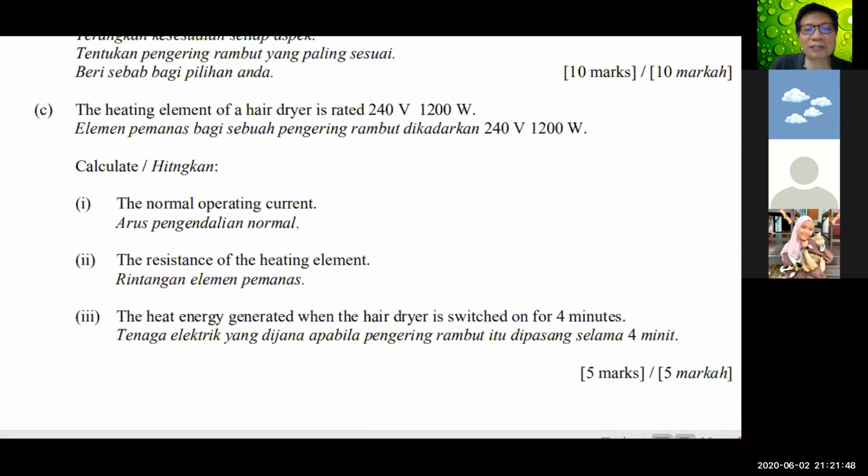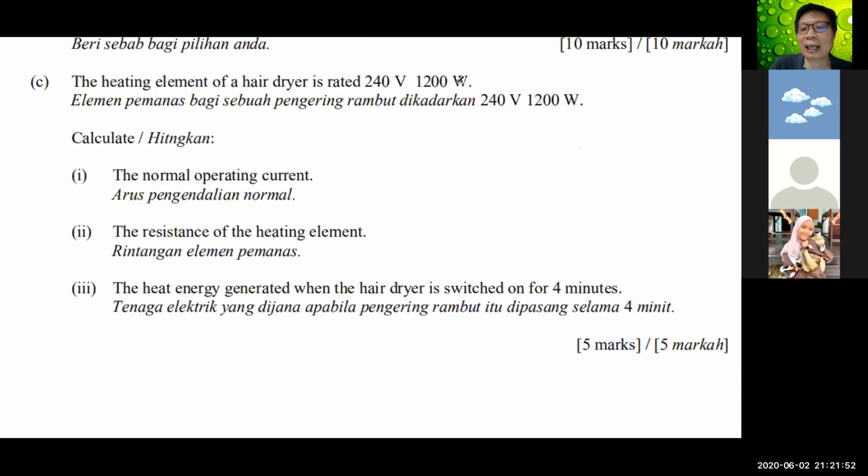Anisa, can you tell me how to find current? Given voltage, given power, how to find current? What formula? Divish, what formula? To find current, you must have a formula. You have voltage, you have power. How to find current? Power divide by voltage. Yes, we are using this formula now.